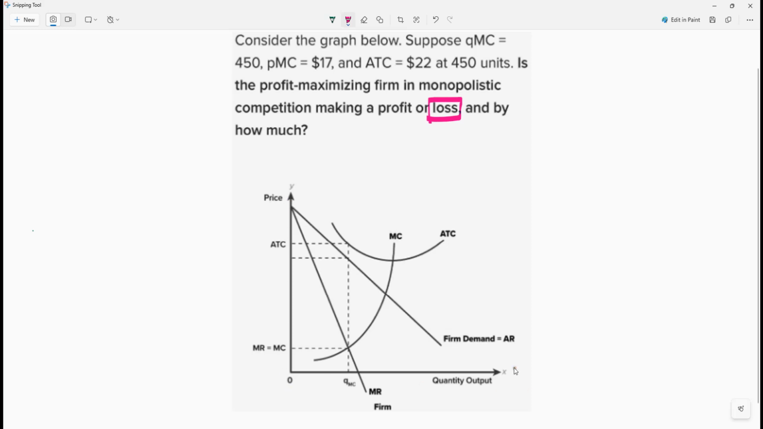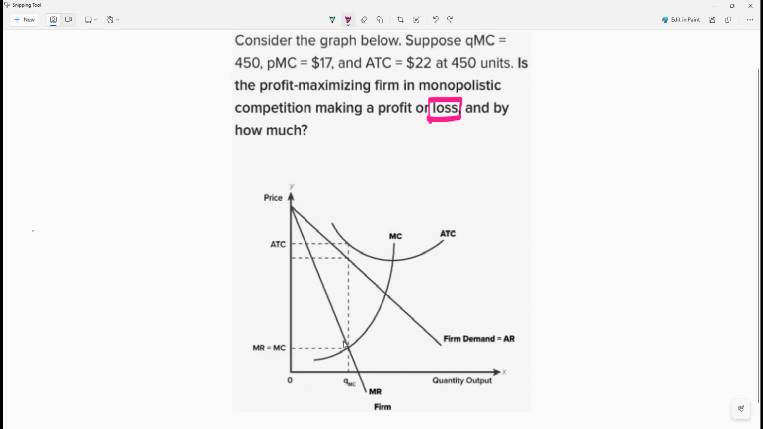So just looking at this graph here, this is the price axis. This is the quantity axis. This is demand. Okay, so firm demand, and then AR means average revenue. Anywhere along this demand curve, let's say you picked this price, that would tell you that you're going to sell this many units at this price. And if you picked, say, this price, you're only going to sell this many units. So that's what the demand curve tells us.